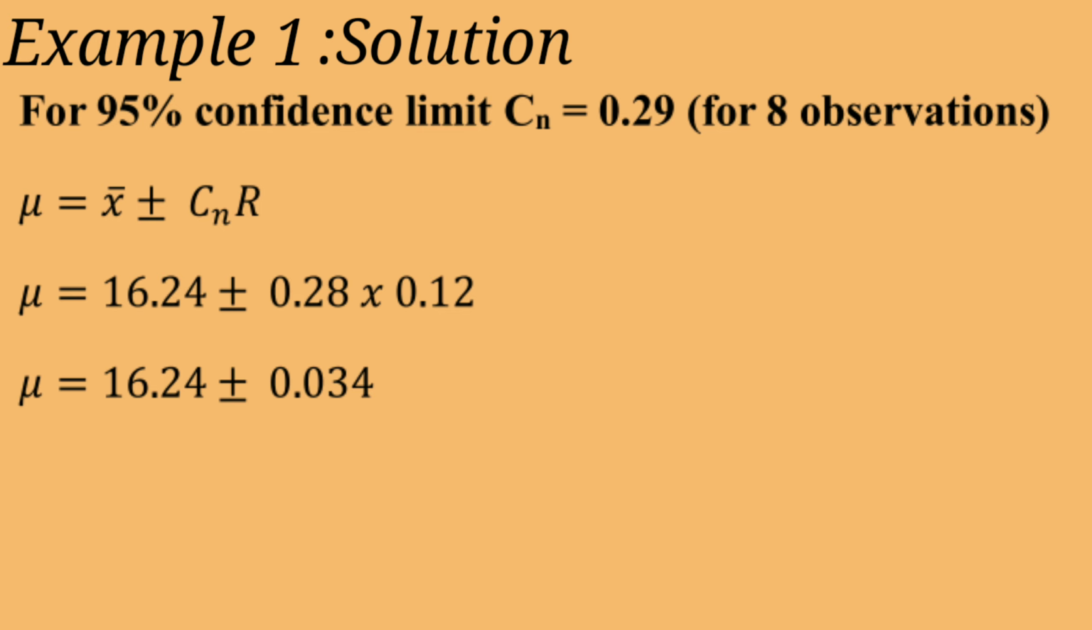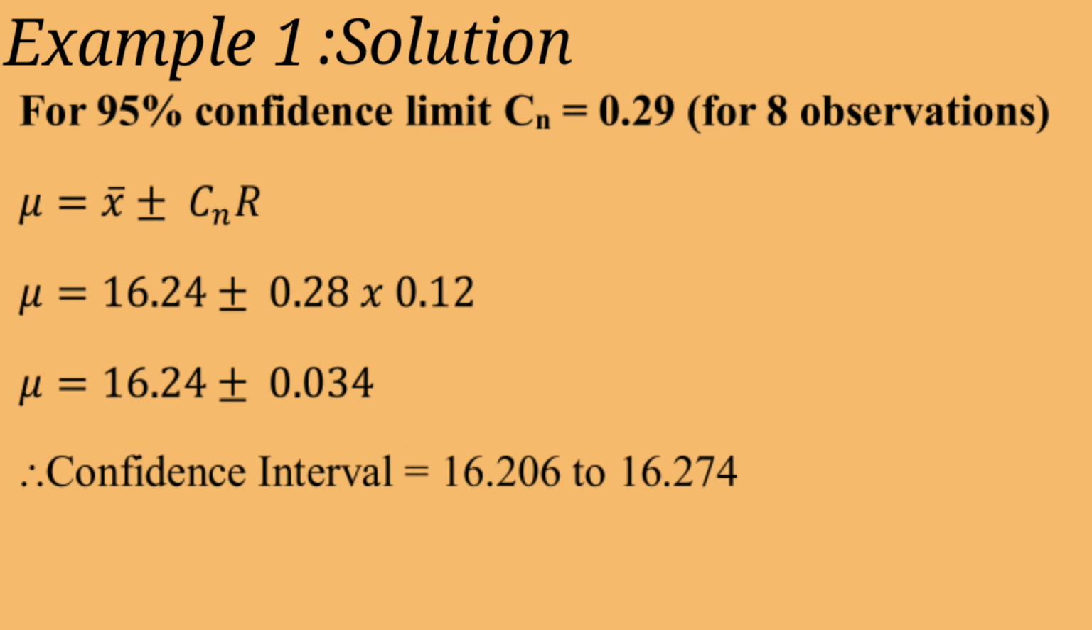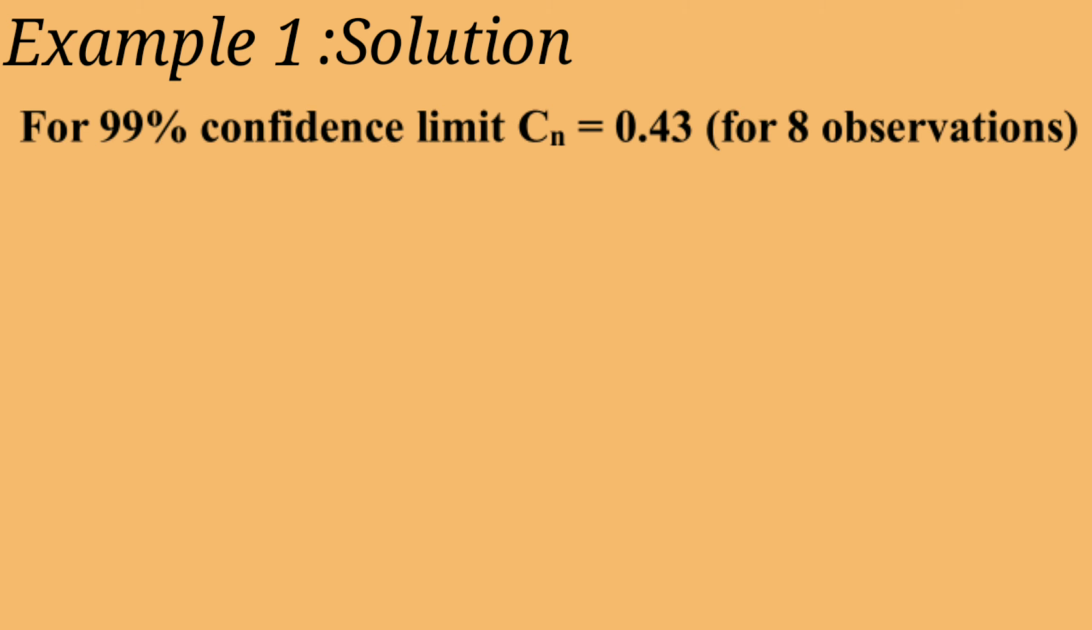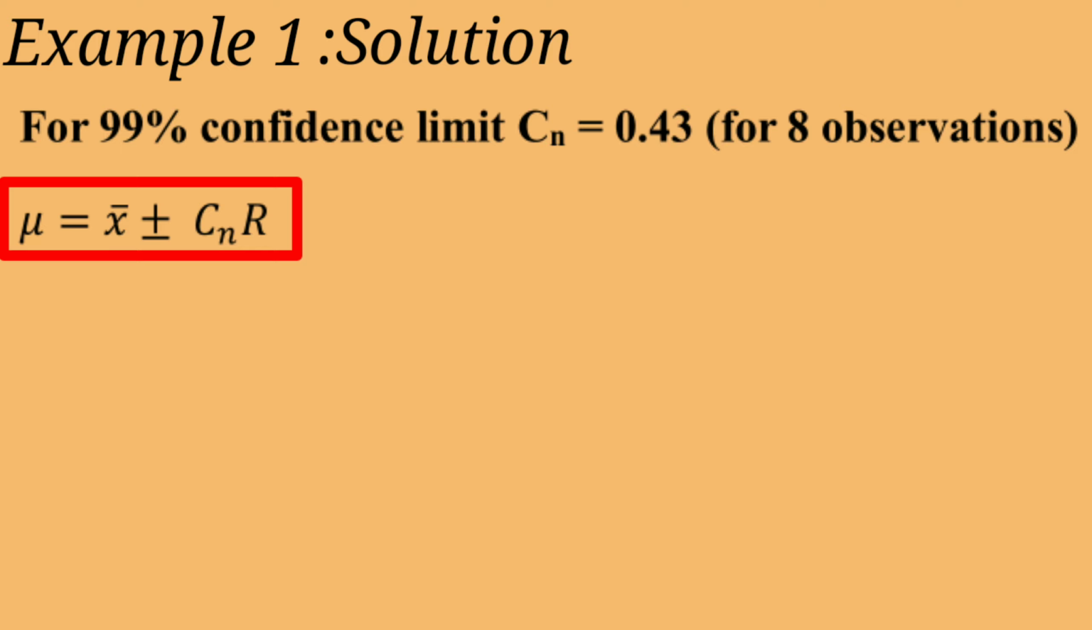On subtracting and adding the value 0.034, we get 16.206 to 16.274. And here the confidence limit is plus or minus 0.034. Now, the second part of the numerical, that is for 99% confidence limit, the value of Cn is 0.43 for 8 observations. So by using the formula mu equals x bar plus or minus Cn into R.